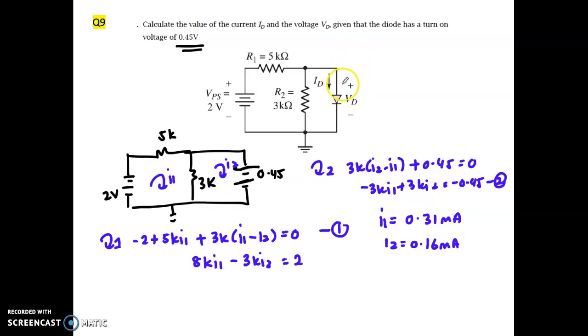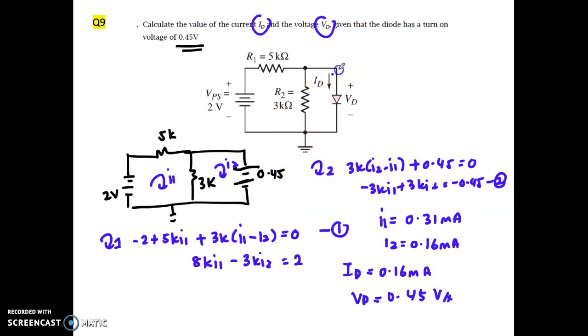Okay, so let's go back to the question. The question wants ID and VD, right? So your ID is the current across I2, that is 0.16 milliampere. What is your VD? VD is the voltage drop across the diode, that is 0.45 volt.